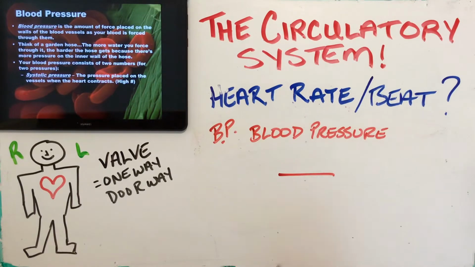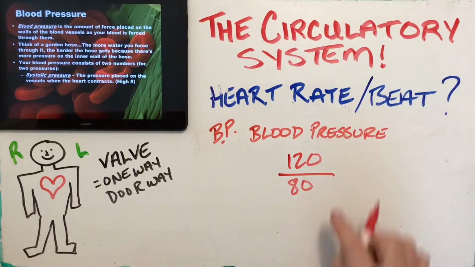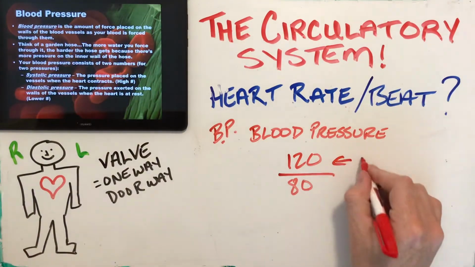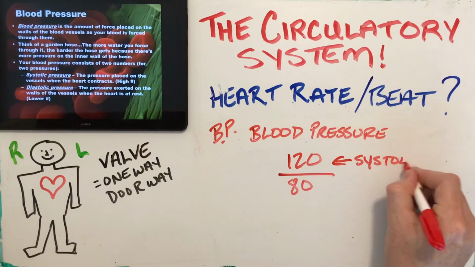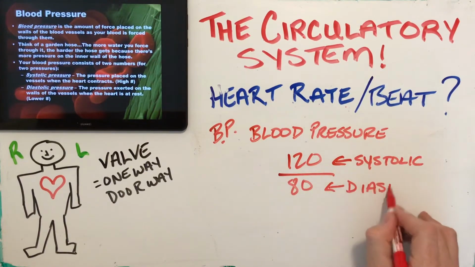Anyway, what you'll get is a fraction, right? And so, for example, 120/80, right? That's the good blood pressure reading for an average adult, right? This top number is the systolic pressure. This bottom number is the diastolic pressure.